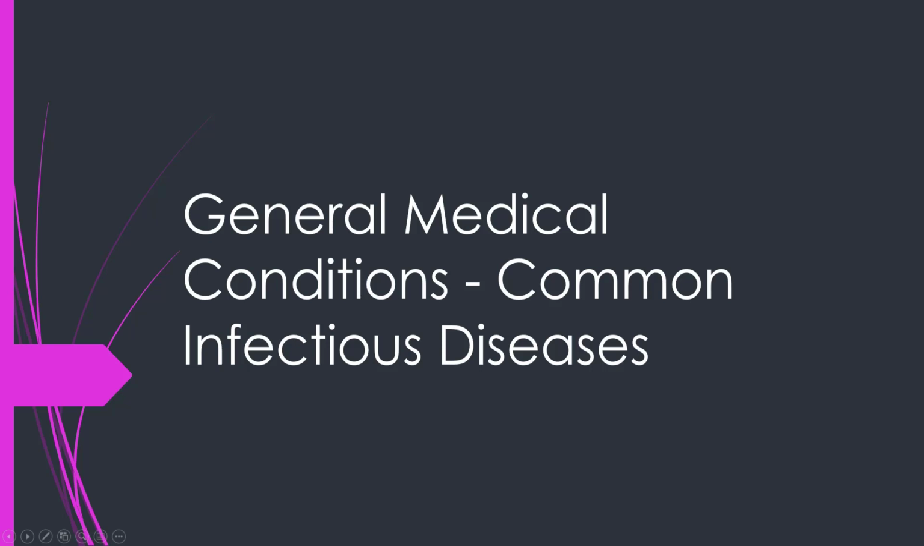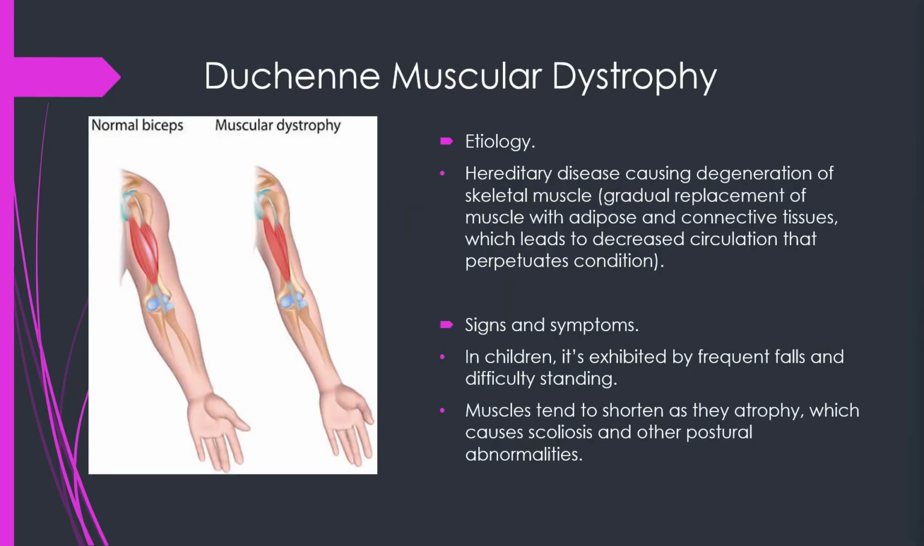General medical conditions, common infectious diseases, the muscular system disorders, and nervous system disorders. Duchenne muscular dystrophy. This is a hereditary condition causing degeneration of the skeletal muscle, which is gradually replaced with adipose and connective tissue, which leads to a decreased circulation that perpetuates the condition.